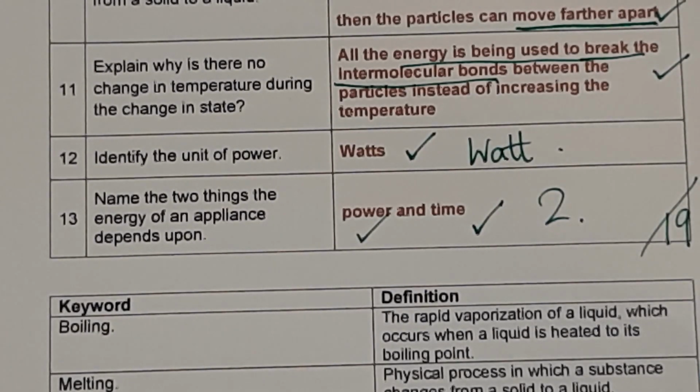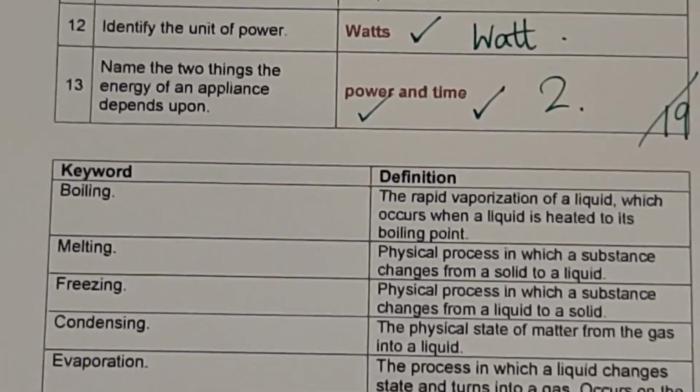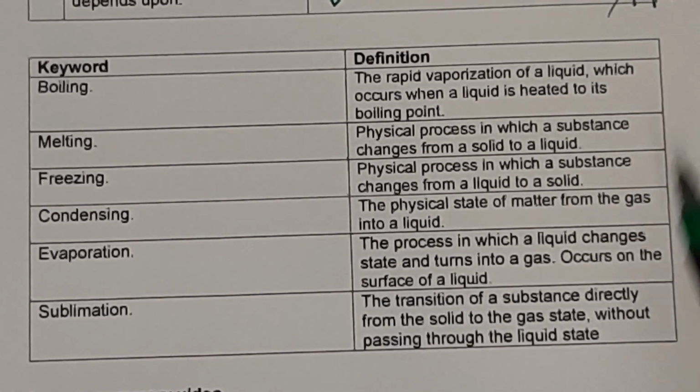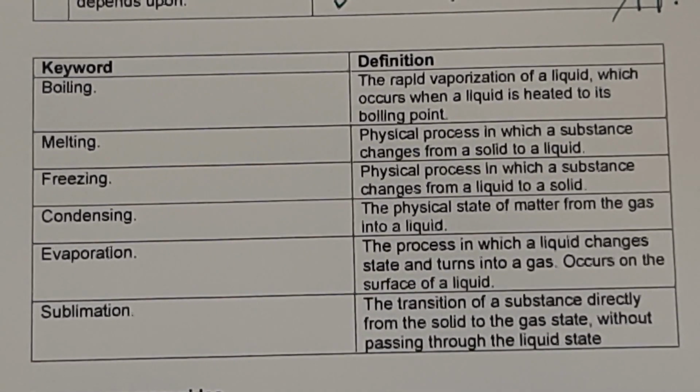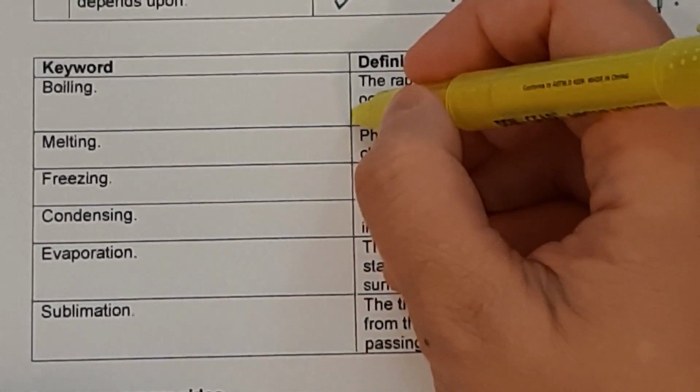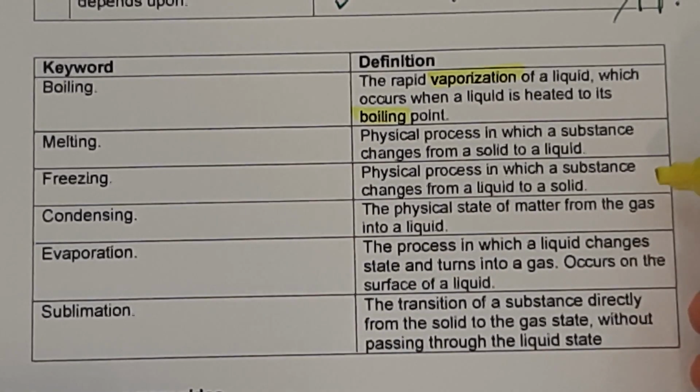So before we finish, there's a couple of things to go through. First of all, we've got the keywords. Okay, so you do need to know what each of these keywords means and give a definition of it. It doesn't have to be word for word, but it has to be very close, using a lot of the keywords, such as the phrase vaporization, and the technical terms such as boiling, and things like that.